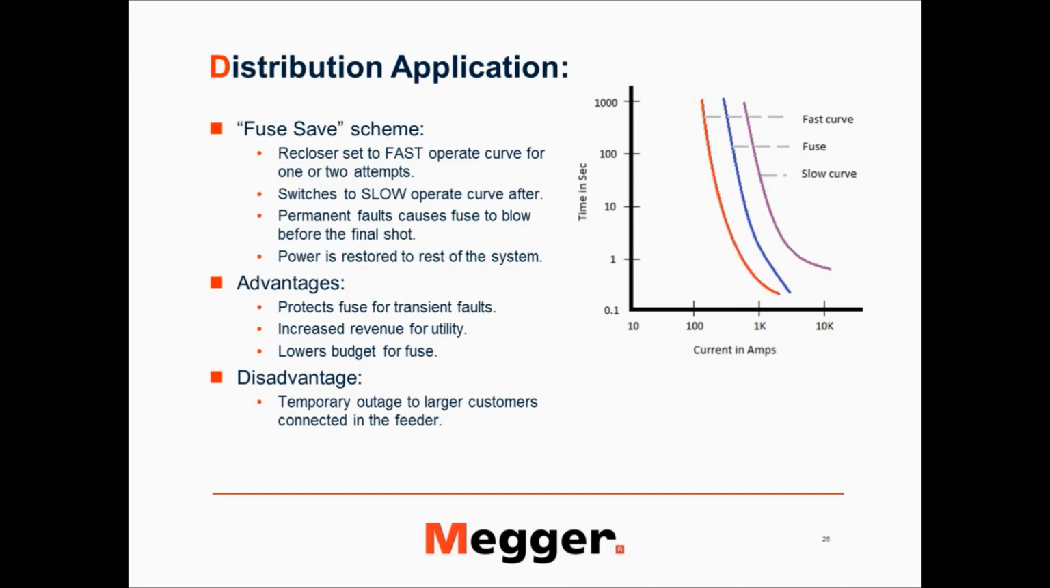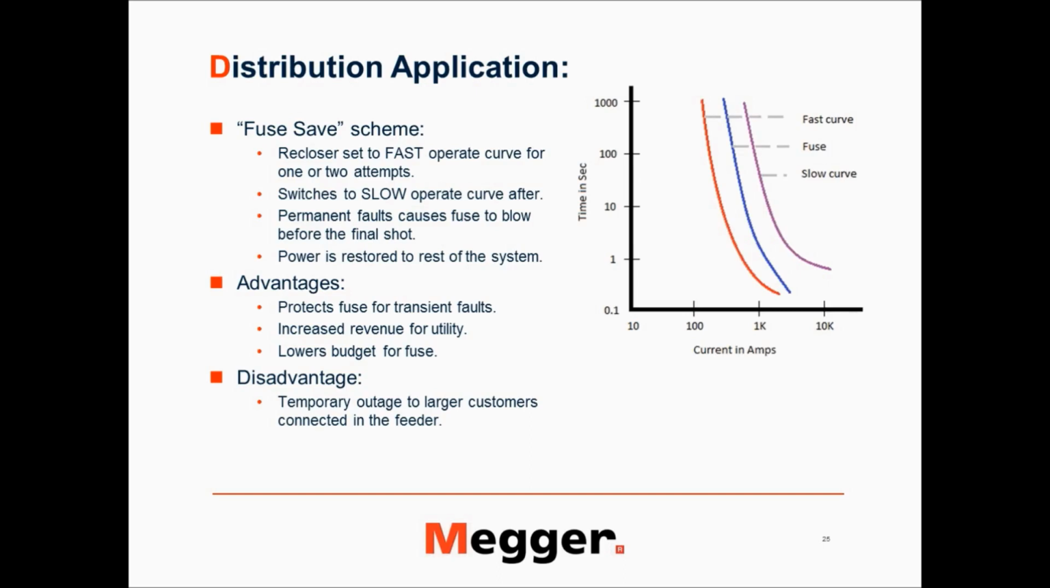This protects the fuse from any transient fault. So because of a transient fault, maybe due to lightning or any other transient faults, your fuse will not blow. Again, the fuse costs a lot, or I wouldn't say a lot, but again, it is a cost to use, so that you can save the fuse at least from transient faults.